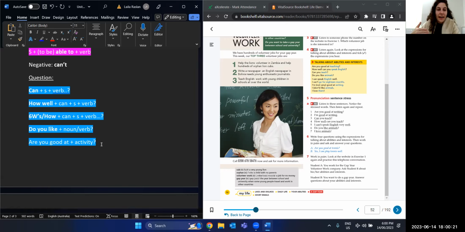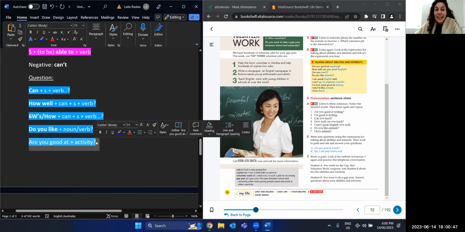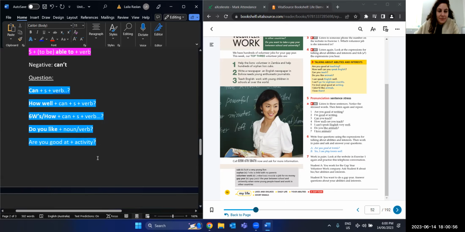we're going to do the same thing. I will pick someone in the room and ask them a question. They can answer it, and then you have to pick someone else and ask them a question. So for example, we have to try and pick something to practice all of them. So Roxana, are you good at dancing? Yes, I am good at dancing. Okay, good. So now you can ask someone else.